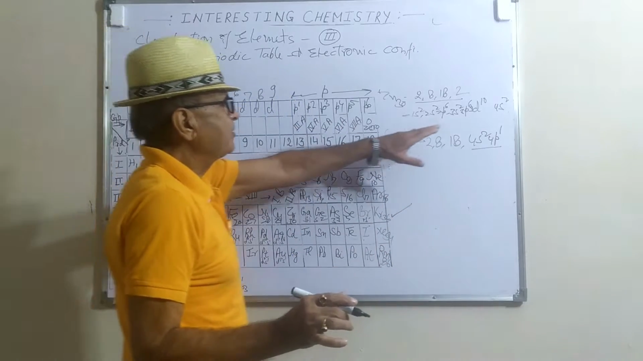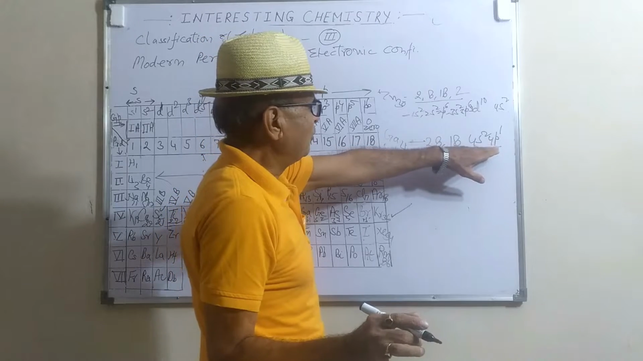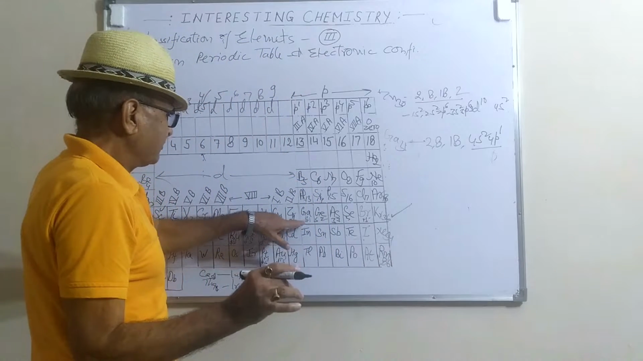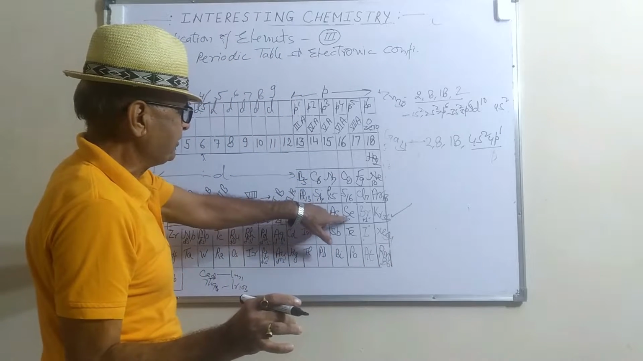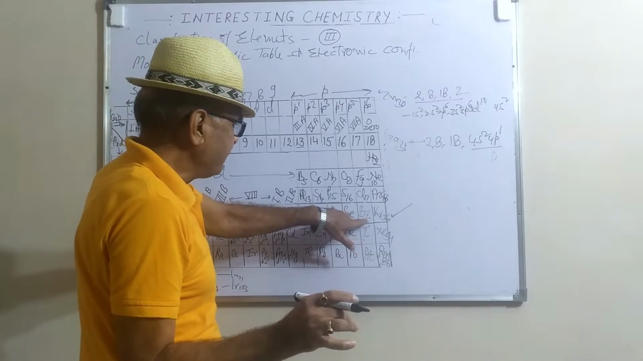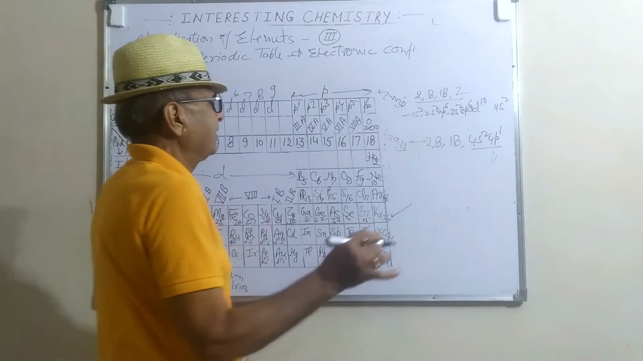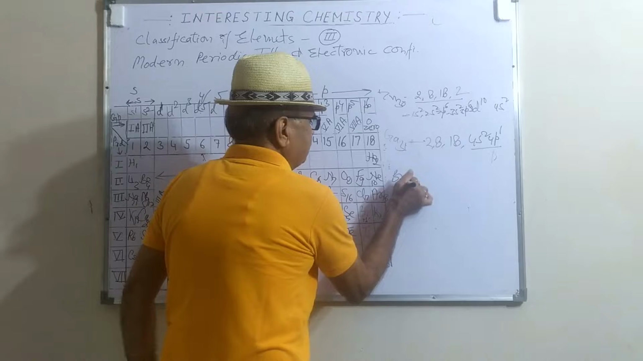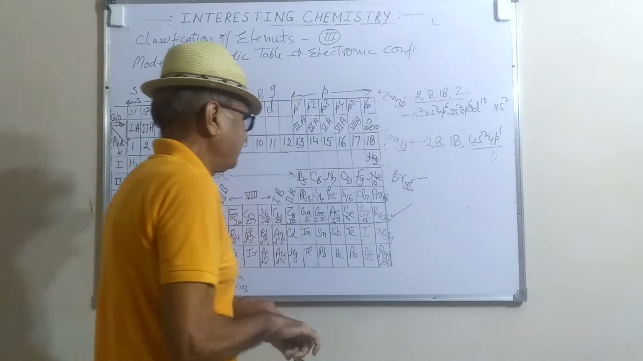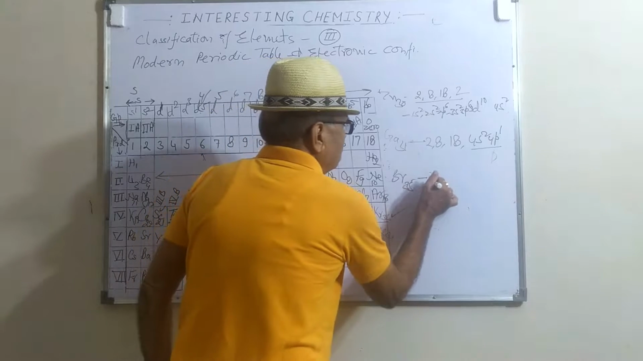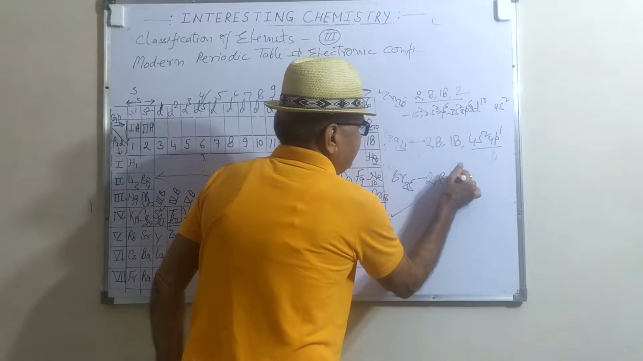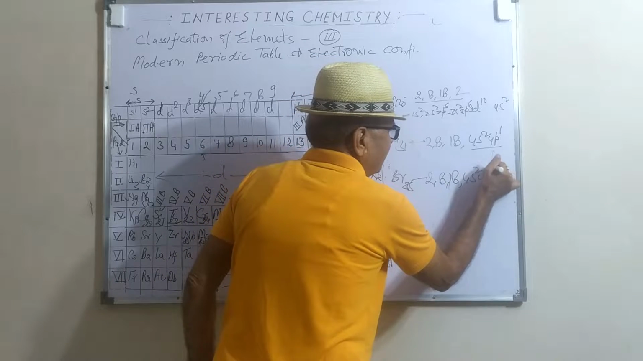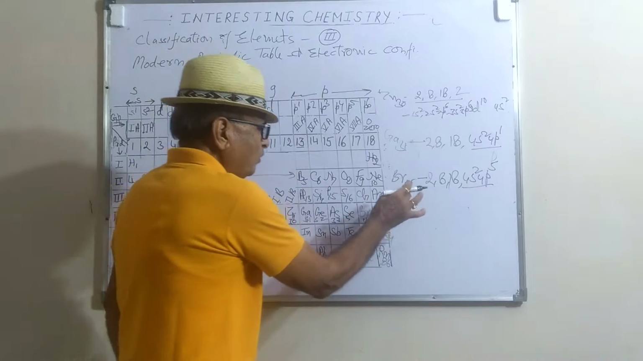So again the filling of the p orbital goes on here. Gradually, germanium will be p2, arsenic p3, selenium p4, bromine p5 and krypton p6. So here I will write bromine, which is bromine 35. How will we write it? 2, 8, 18, 4s2, 4p5.